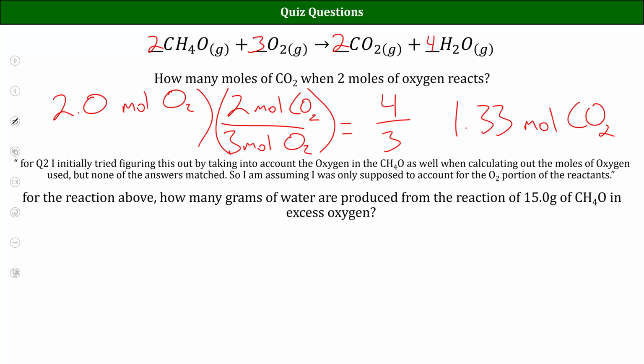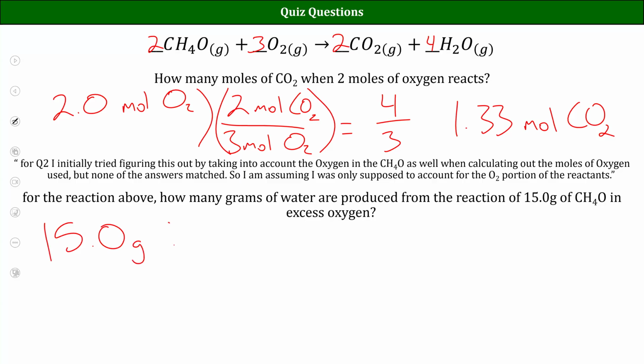So what if that made it more complicated? How many grams of water are produced if 15.0 grams of methanol react in excess oxygen? If you're not sure where to start, put all the numbers that you know into moles, because we can't do this step in grams. So first things first, put it in moles.